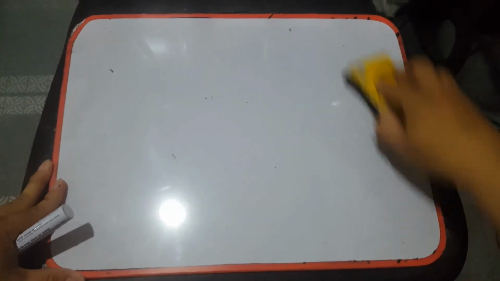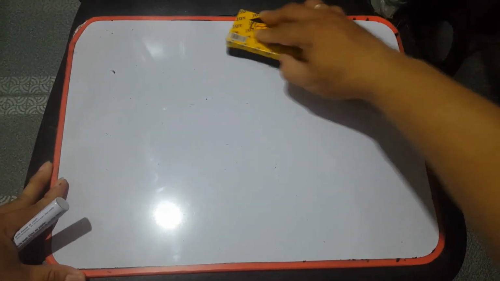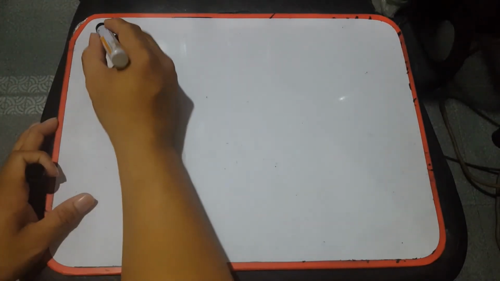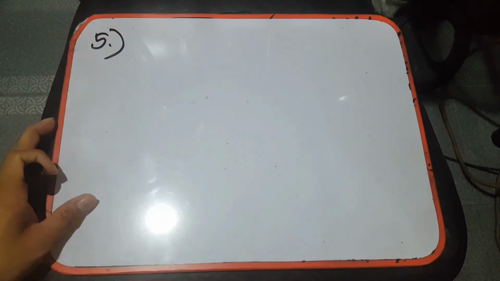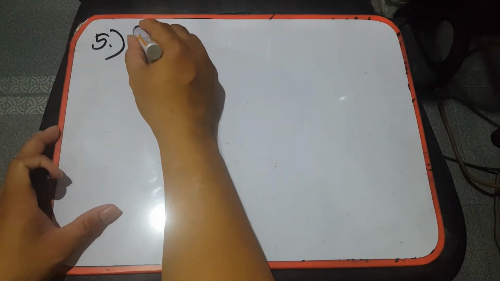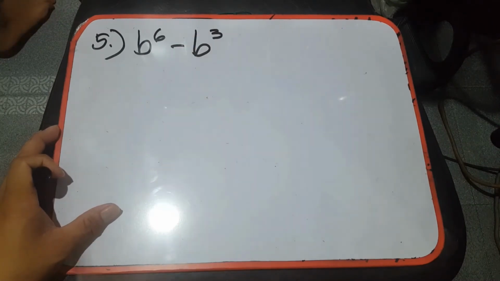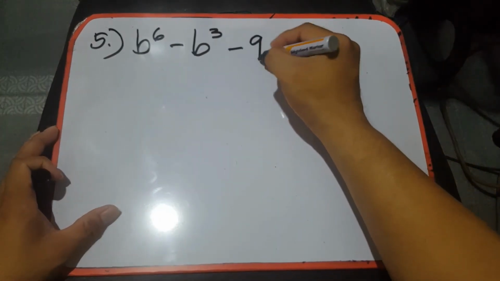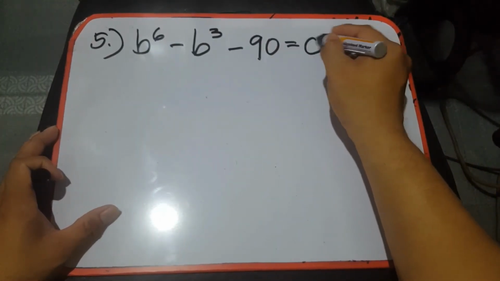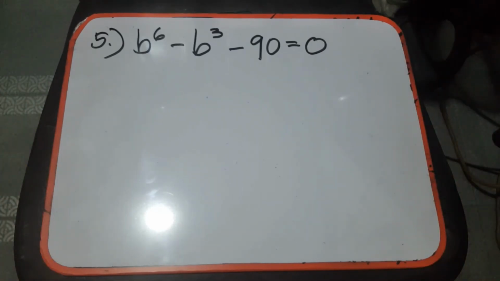So for us to really understand the lesson more clearly, let's try another example. Let's have example number 5. So number 5, that would be b raised to 6 minus b cubed minus 90 is equal to 0. If you look at the given equation, it is similar to example number 2 earlier.